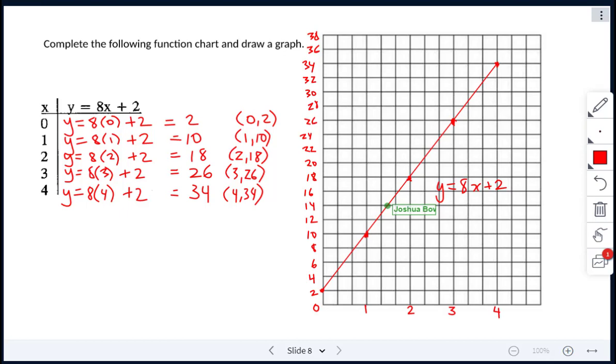Here is what the graph looks like after we've plotted it. Okay, so we've plotted each point. So 0, 2, 1, 10, 2, 18, 3, 26, and 4, 34. All right, here were all our coordinates that we got from completing our function table.